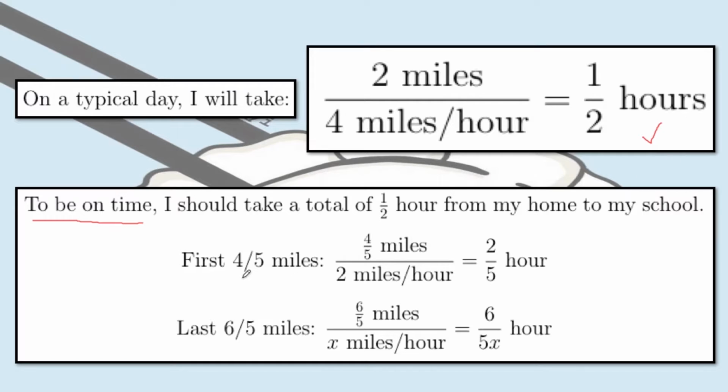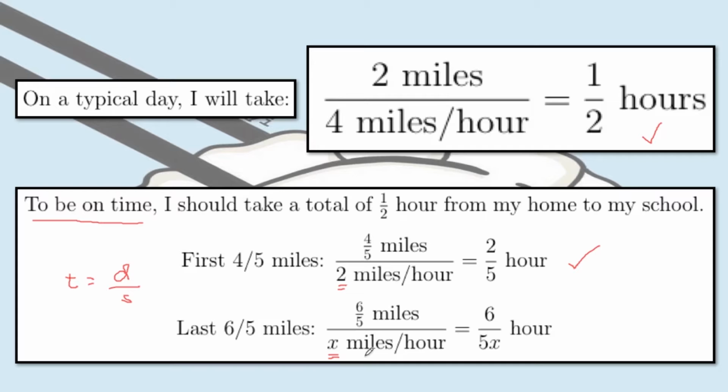We are given that in the first 4/5 of a mile, I have a speed of 2 miles per hour. And now the question asks what speed I should run in the last 6/5 of a mile. Let's call it x. Using the same formula, time is equal to distance over speed. In my first 4/5 of a mile, I take 4/5 miles over 2 miles per hour. Simplifying, I take 2/5 of an hour in the first 4/5 of a mile.